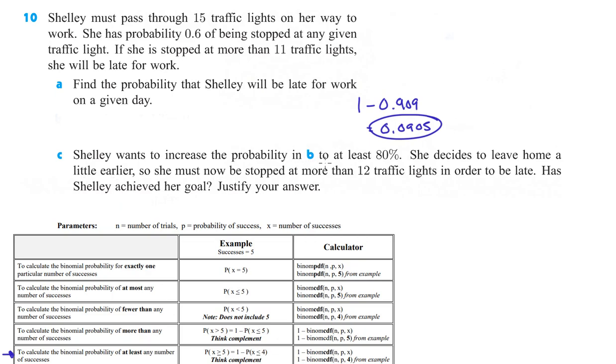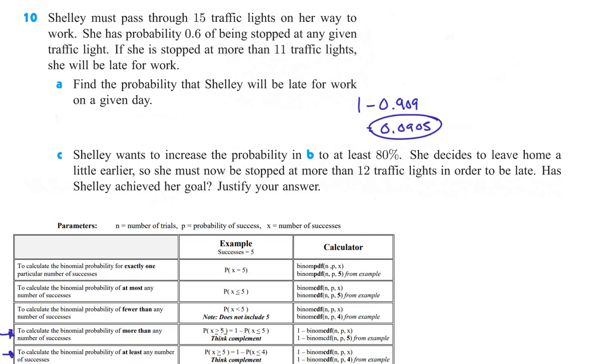Shelley wants to increase the probability in B to at least 80%. So she decides to leave home a little earlier, so now she must be stopped at more than 12 traffic lights in order to be late. Has she achieved her goal? Justify your answer. So now we're at more than 12, so we're going to use this right here, more than 12.